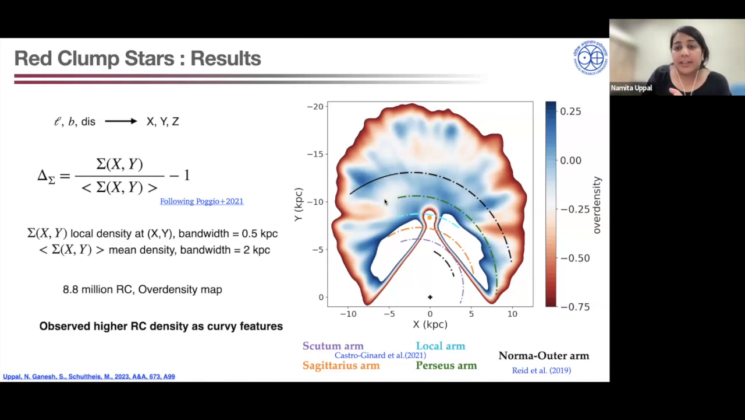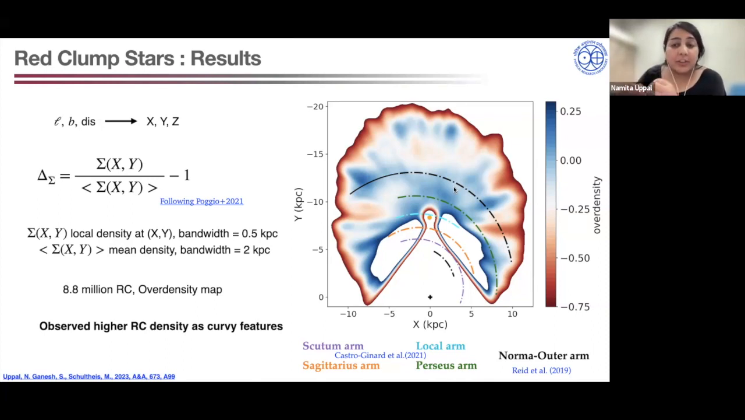And in this overdensity, we saw some curvy features, which are seen here as blue contours. And this curvy feature, we wanted to see whether there is any correlation with the spiral arm or not. So for that, we overplotted the spiral features that were constrained from other populations that I showed in the third slide. So this red clump star overdensity is matching very well with the outer arm of the galaxy. This black one represents the outer arm of the galaxy. So there is a very good correlation between the overdensity and the outer arm of the galaxy.